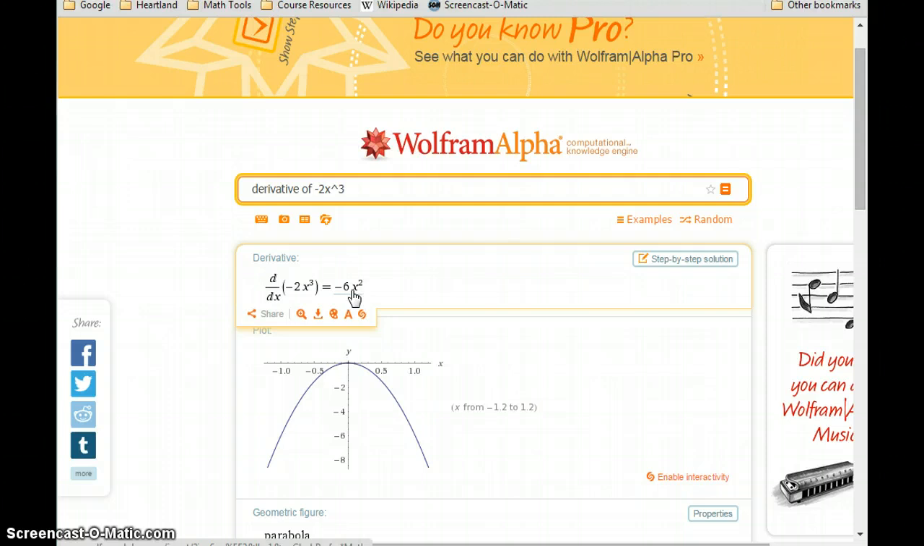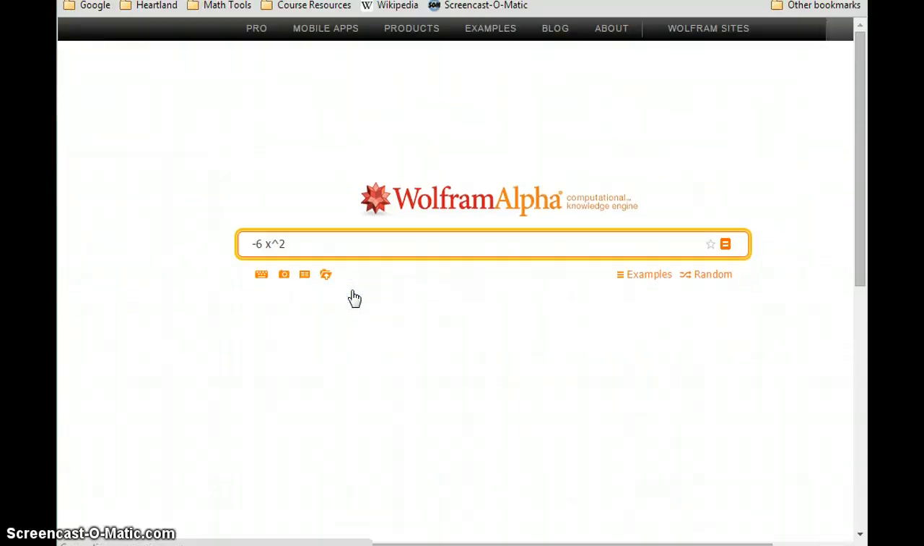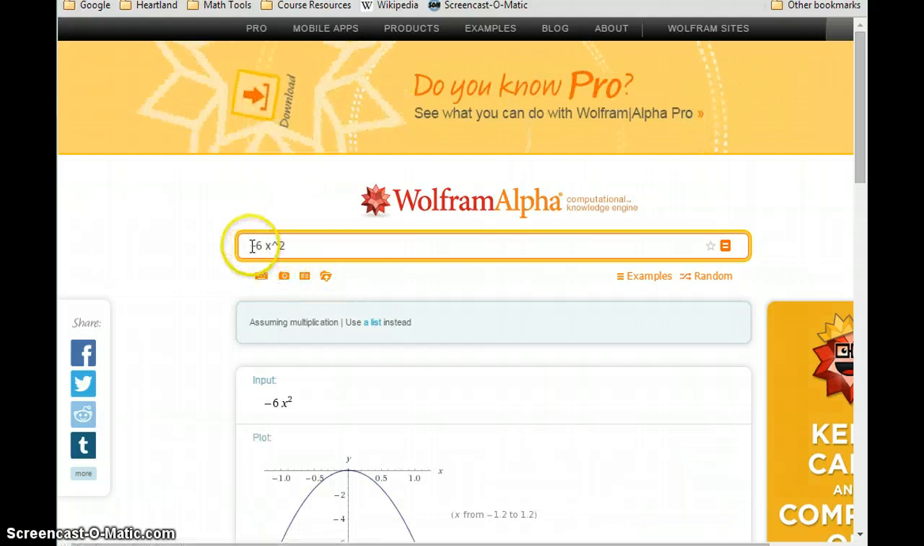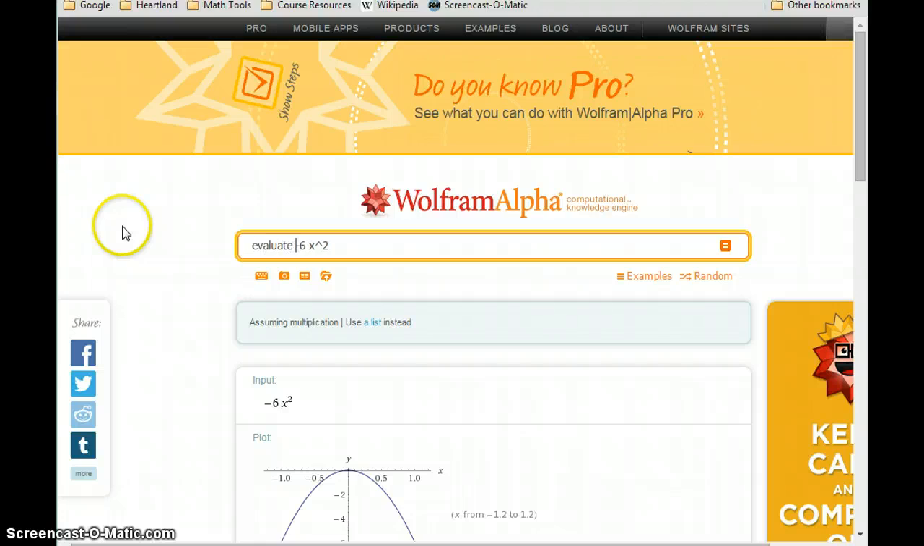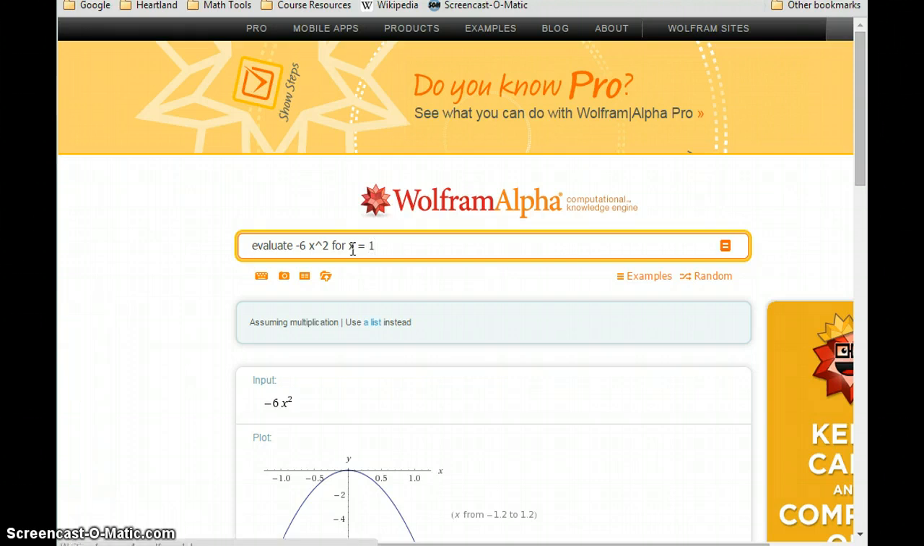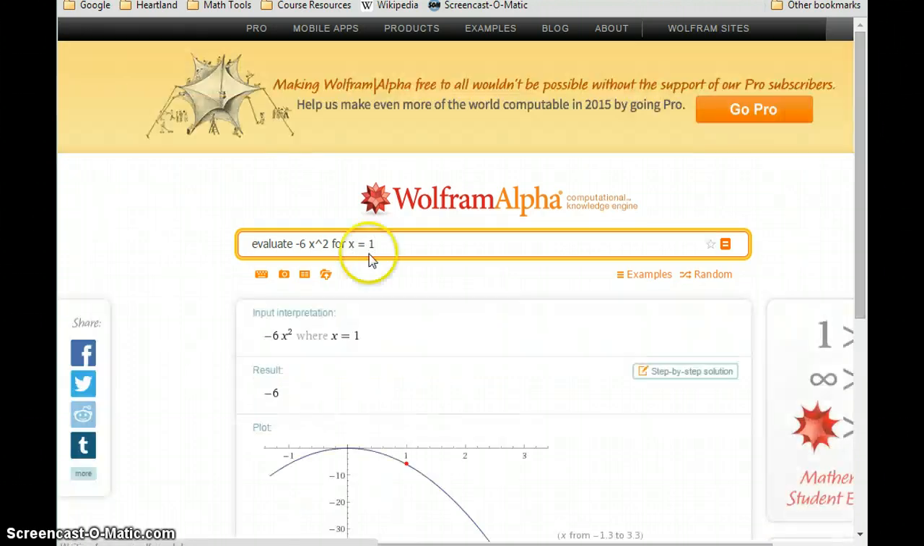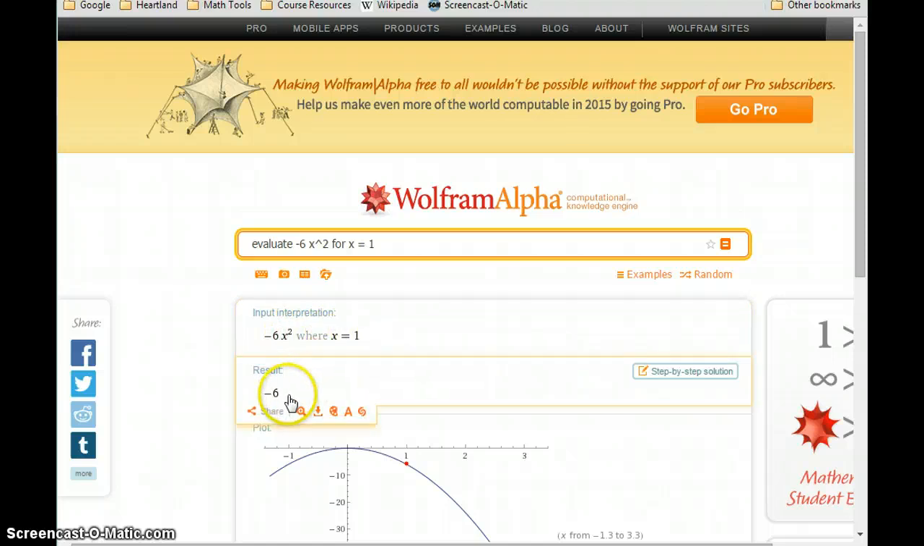So part A asks us to find what the derivative is. Then in part B, we're asked to find f prime of 1. As a shortcut, I can click on this output, negative 6x squared. It just saves me the trouble of retyping that. It'll automatically put that into our box here. And then I can say evaluate this function, negative 6x squared, for x equals 1. Again, check that input interpretation just to make sure it comes out correctly. But what we get is that result of negative 6.